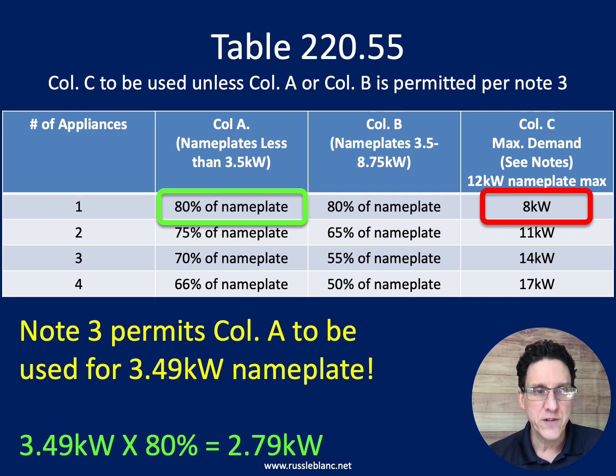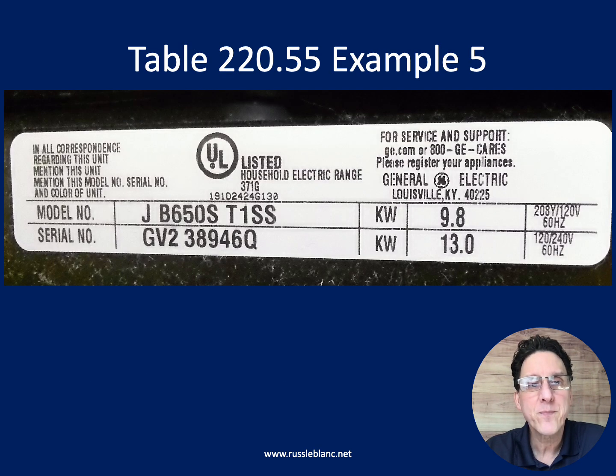So if you have a test question, for example, and it says, what's the minimum permitted calculated load? The 2.79 kW, that is the minimum permitted calculated load, right? You could use a nameplate, you could use column C, or you could use column A. They're all permitted, but only one of those is the minimum, and in this case, it's column A. And again, that's what can make these cooking unit calculations so difficult, because there might be three permitted calculations. Only one of them provides the minimum calculated load, though, and in this case, it's column A. That's the way for this one.